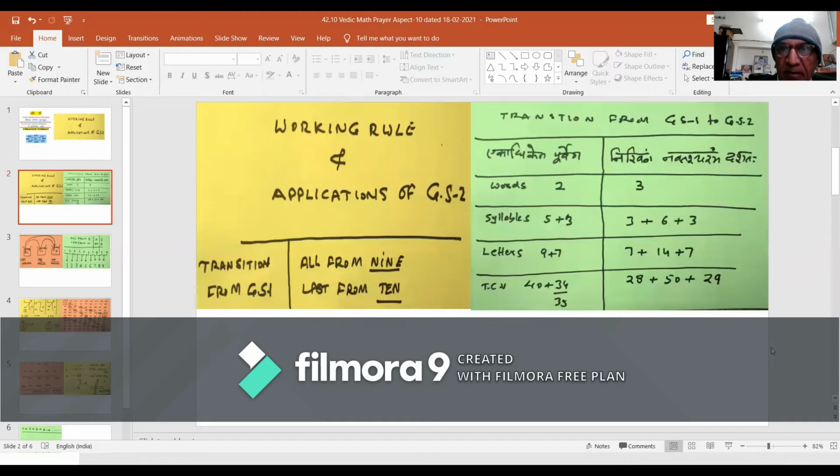We have been through the working rule and application of Ganita Sutra 1. Today, we are transiting from Ganita Sutra 1 to Sutra 2. Ganita Sutra 1 is Ekadhikain Purvain and Ganita Sutra 2 is Nikhilam Navatashcharamam Dashatah. See the formulation: Ekadhikain Purvain is a composition of two words, while Nikhilam Navatashcharamam Dashatah is a composition of three words.